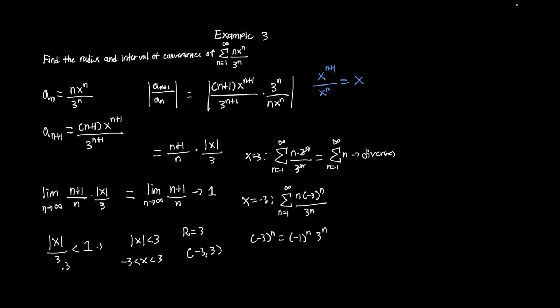So in this case, this will be equal to n times negative 1 to the n times 3 to the n, over 3 to the n. These can get really messy. As you can see, the 3 to the n's cancel. So this is just equal to n times negative 1 to the n.